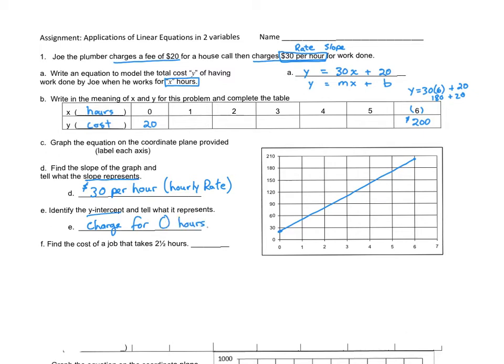Let's say he drives to your house and he says, well, I just made a house call, so it's $20. But you decide not to give me the job, so I'm not really working for you, but you still owe me $20 for driving out to your house. Okay, and then for 2.5 hours, you could either find it on the graph here, which might be a little challenging, or you could plug it into the equation. So you'd have y equals 30 times 2.5, whatever that is, plus 20. So you could do the math on that one.